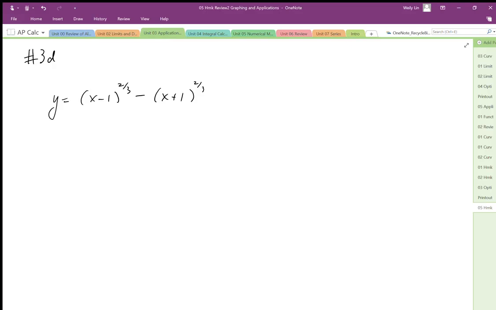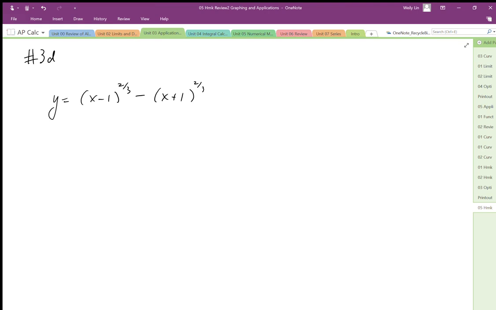Q3d from the Review2 sheet. This has a star next to it because this one is a particularly challenging problem. So there's a few things that we should maybe make sure we're clear on. One of the things is that when we have expressions to even powers, we're always going to end up with positive values, because anything to an even power ends up being positive.